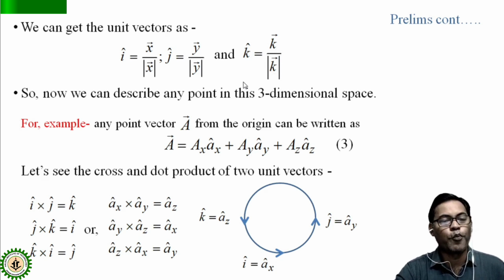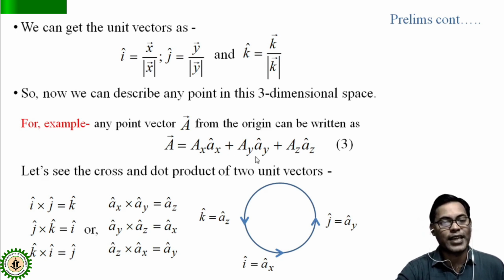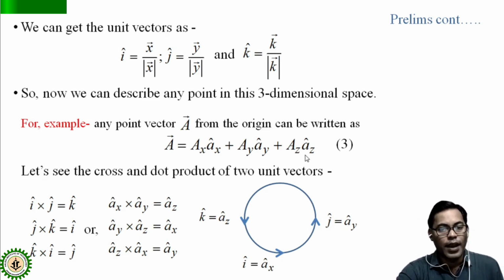Now suppose a point vector A is represented in the Cartesian coordinate system. This vector can be represented in a general expression, which we write as equation 3: A equals Ax ax plus Ay ay plus Az az. Here capital Ax, Ay and Az are the components of vector A along the x direction, y direction and the z direction, and the unit vectors are small ax, ay, az, or ax cap, ay cap, az cap. Now we need to find the cross product and the dot product of the unit vectors.